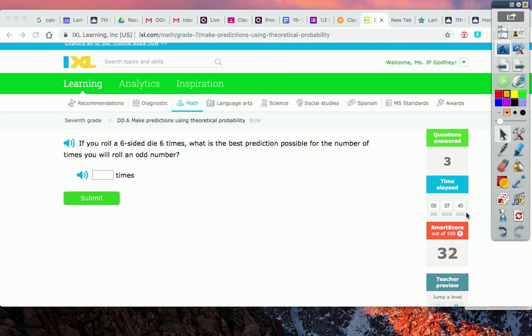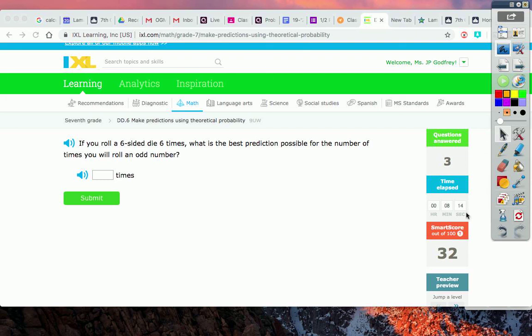What does the question ask you? It says if you flip a coin 8 times, what is the best prediction possible for the number of times it will land on heads? If you flip it one time, what is the probability of it landing on heads as a fraction? Then we're just going to multiply it by the number of times it asks you about. It's the same thing, same example.